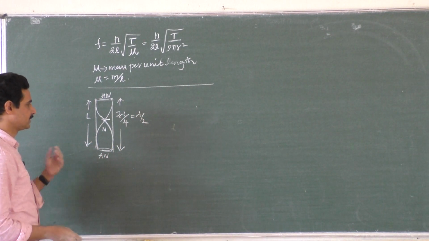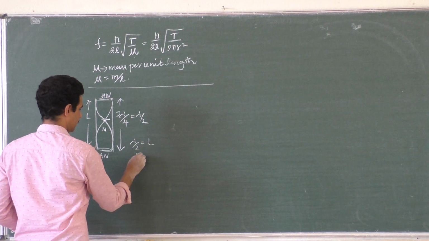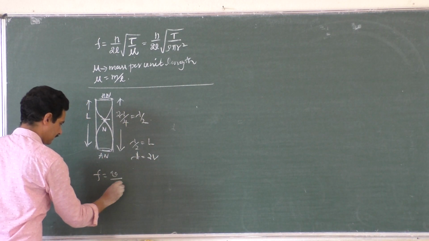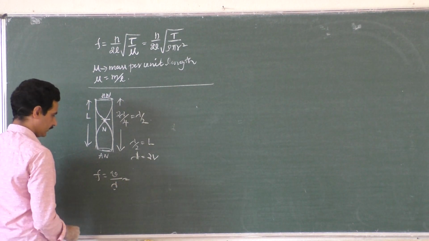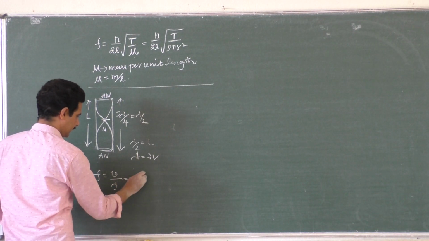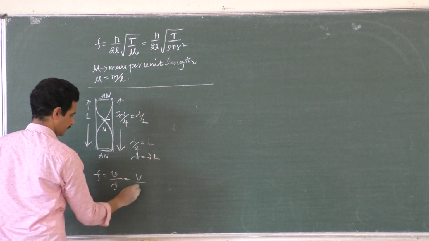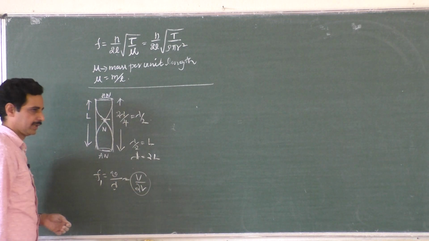Now what is the velocity of the sound now? Now lambda by 2 is equal to L. What is lambda? Lambda is equal to 2L. What is the frequency of sound? F equal to V by lambda, because you know V is equal to F lambda. Frequency of sound here is F equal to V by lambda, V by 2L, right? This is the fundamental mode of vibration. F1 is equal to V by 2L.